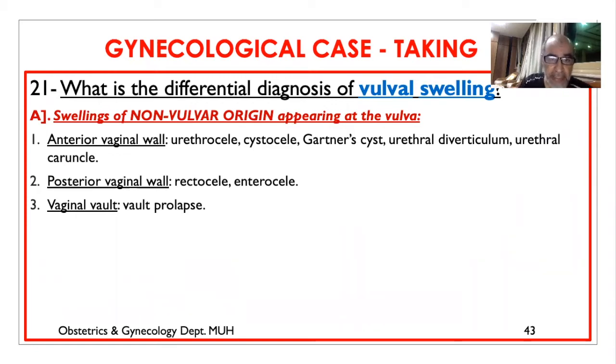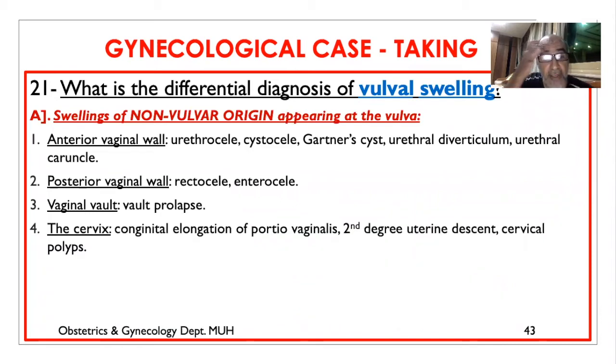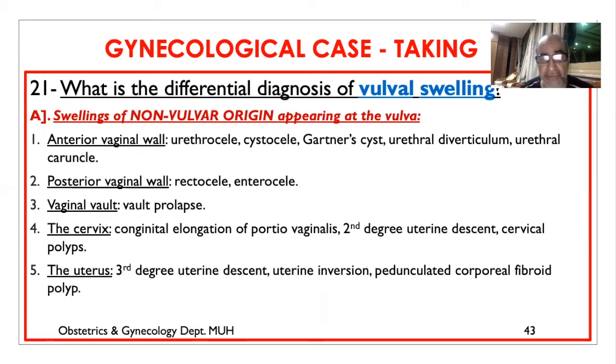Vaginal vault as vault prolapse. The cervical lesions that may arise from the cervix and appear at the vulva as a false vulvar swelling, such as congenital elongation of the portio vaginalis, second-degree uterine descent, according to the old staging or old classification of uterine prolapse, cervical polyps that may have long pedicles and reach the vulva. Third-degree uterine descent, uterine inversion, chronic uterine inversion, pedunculated corporeal fibroids may be a differential diagnosis of vulvar swelling appearing at the vulva but of non-vulval origin.